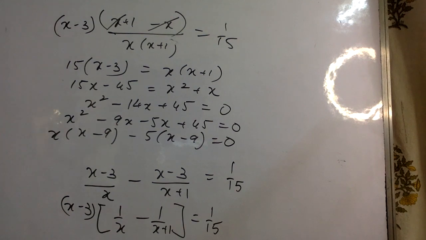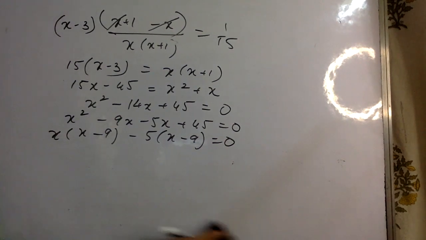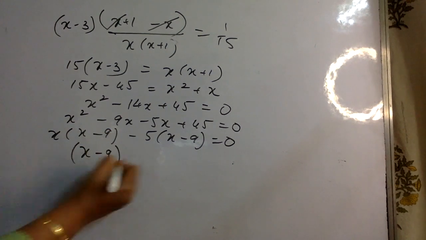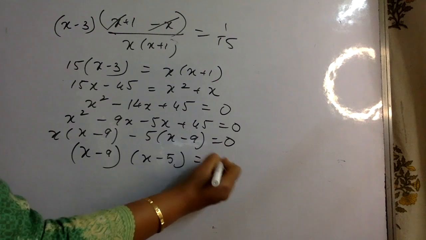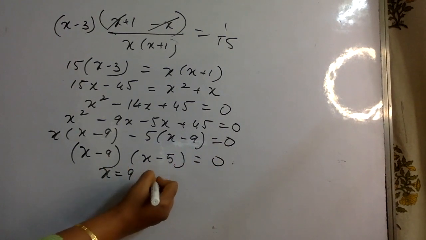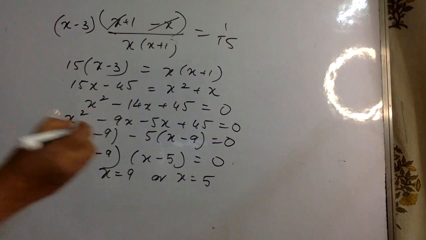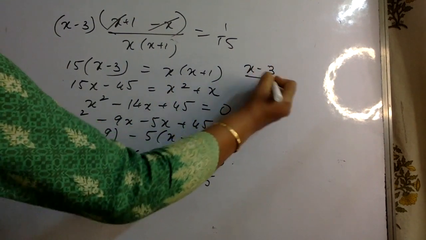So, now I have, this is x minus 9, x minus 5 is equal to 0, x is equal to 9, or x is equal to 5. So, I have two different values of x, but I need the fraction. My original fraction is x minus 3 by x, right? That is my original fraction.